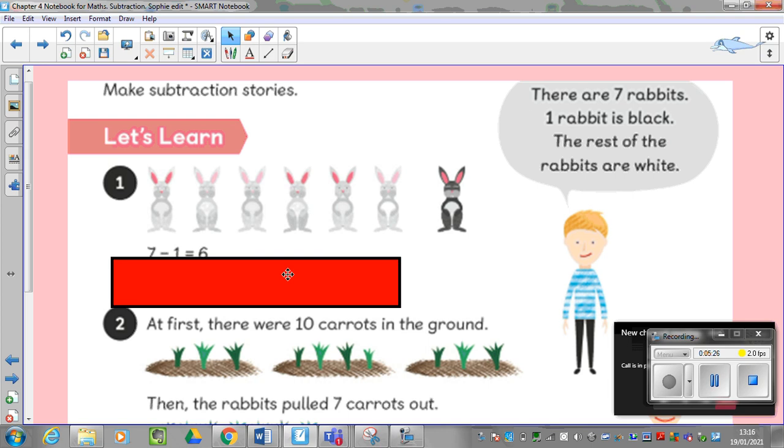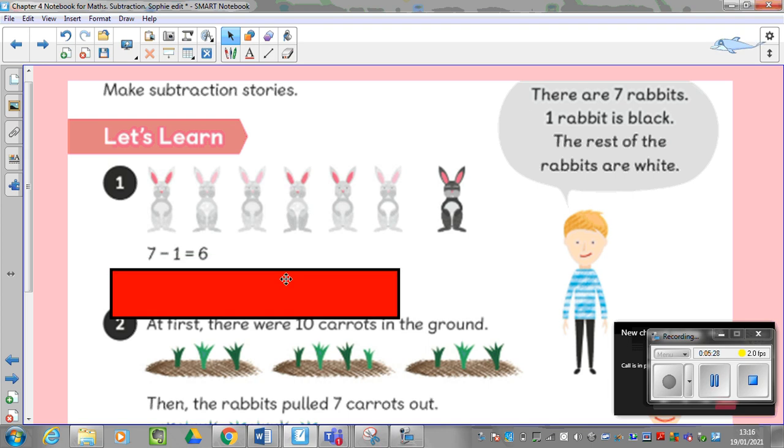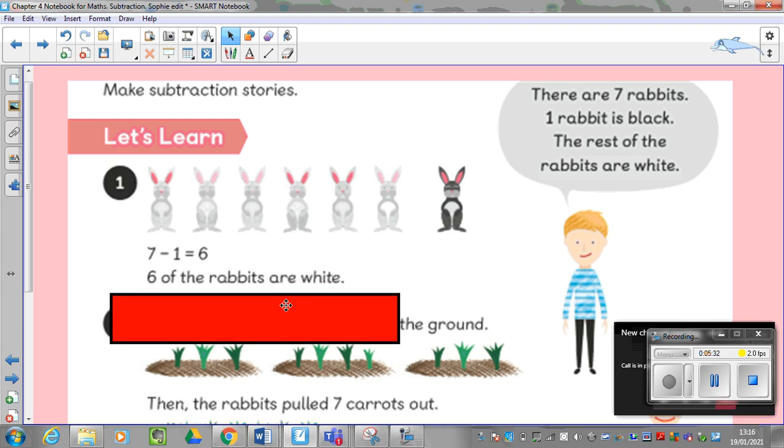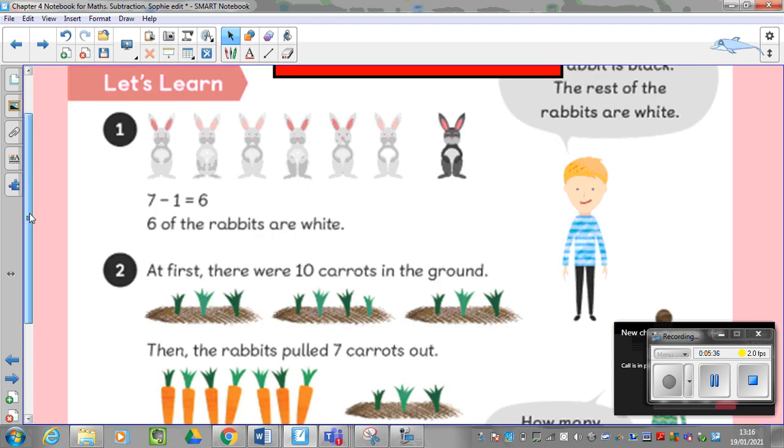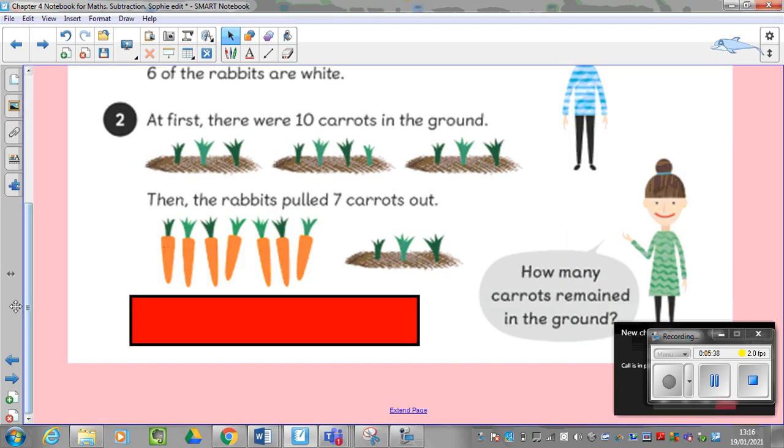So let's check if we got it right. 7 take away 1 equals 6. Well done. And 6 of the rabbits are white. And this is how we're going to be representing or presenting our subtraction number sentences today.